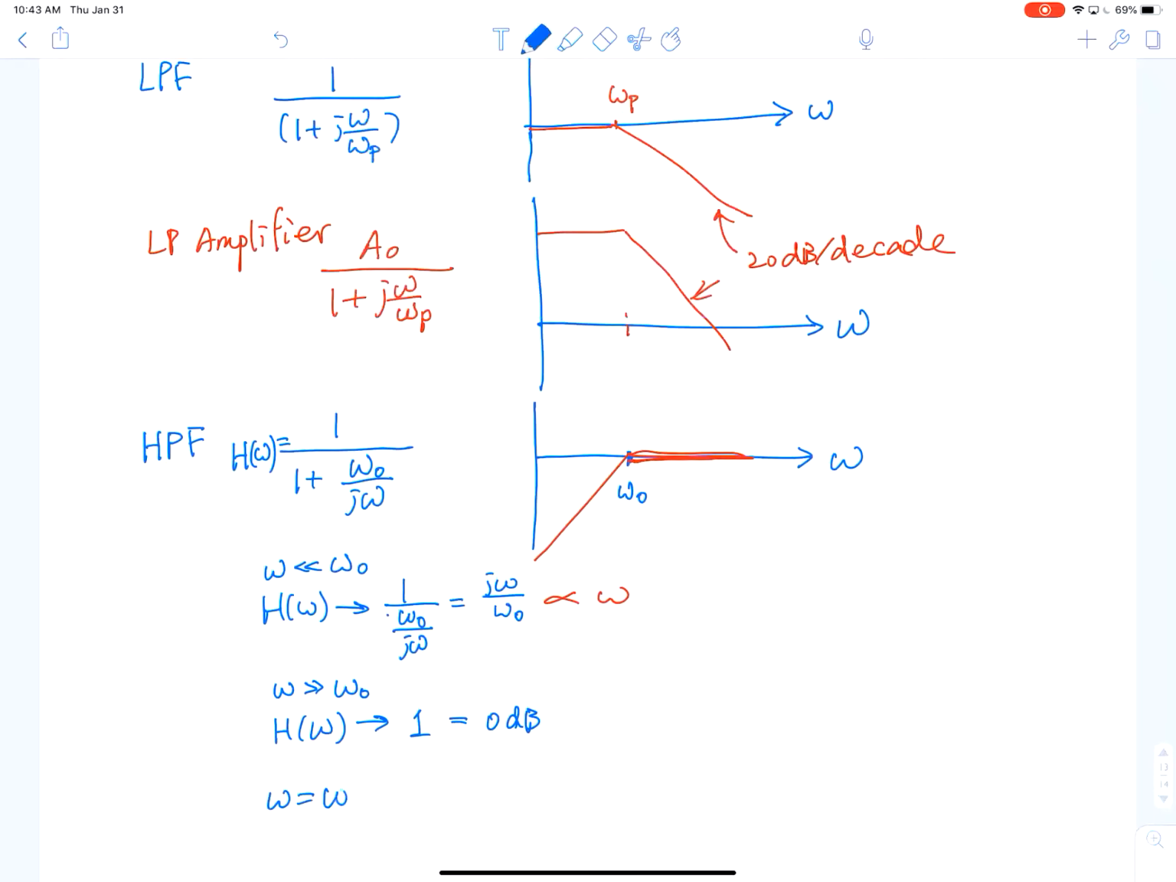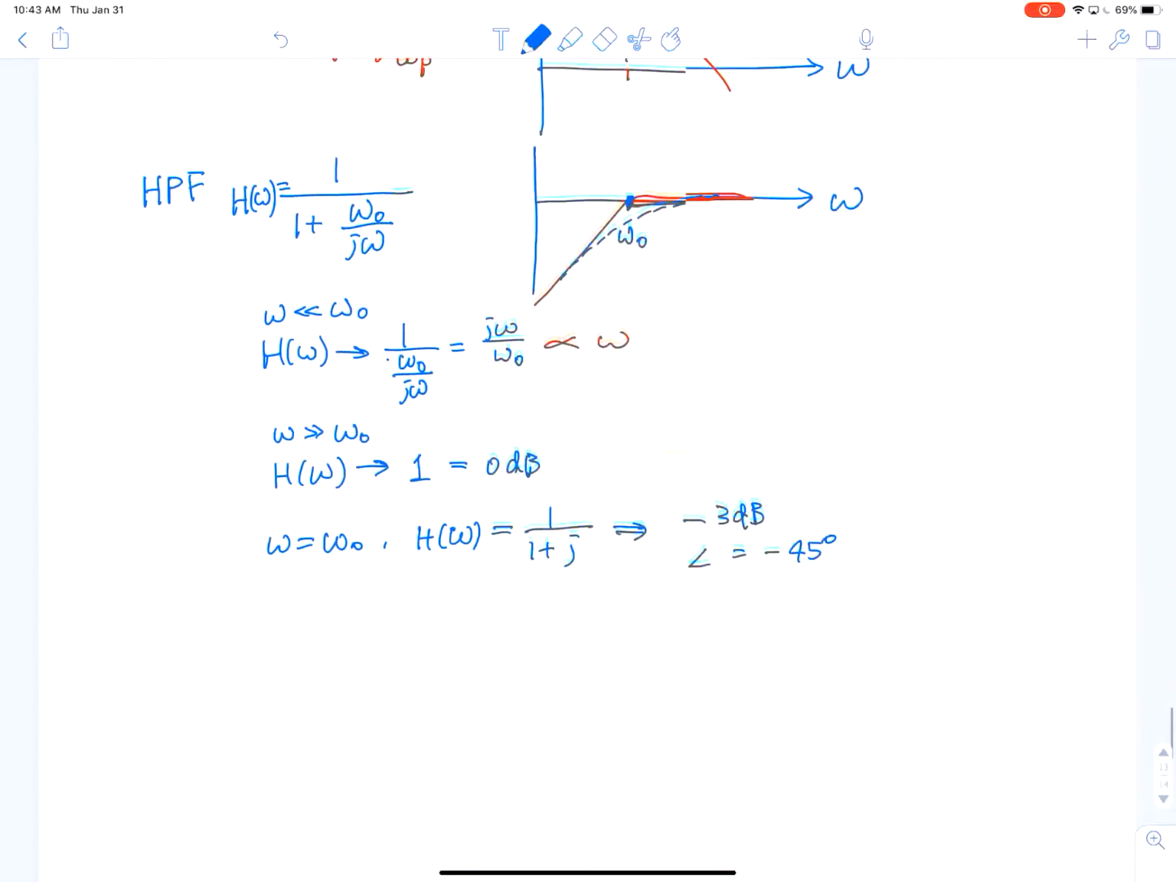Say omega equals omega 0, and at this time H of omega is equal to 1 plus j. So that's exactly minus 3 dB and minus 45 degrees. So this means minus 3 dB, and the angle is equal to minus 45 degrees, okay? So it's right at this point, 3 dB down. If you smoothly connect it, it's 3 dB down, okay? You don't have to solve for what the 3 dB frequency is. You look at the canonical form, and it gives you your 3 dB response.